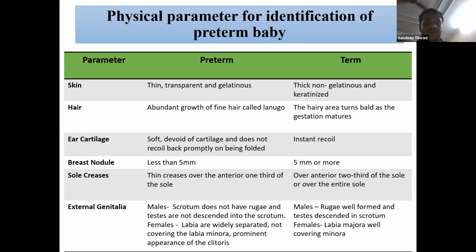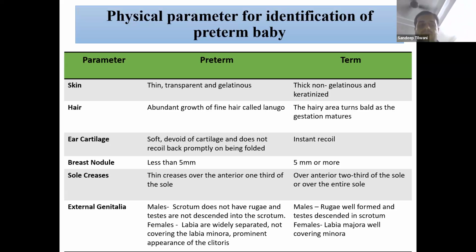Okay, so when we examine the baby for physical parameters in this expanded New Ballard score, there are certain differences between a term and a preterm baby as far as the physical criteria are concerned. These are actually the 6 points which we need to look for whenever we are examining a baby for Ballard score. In each of these, I have just pointed out the differences.